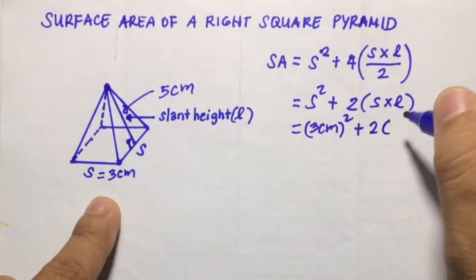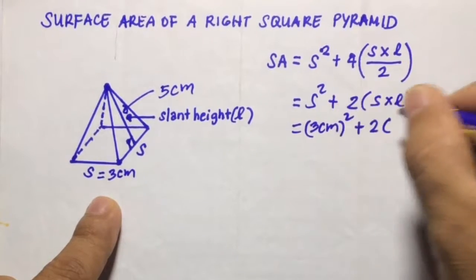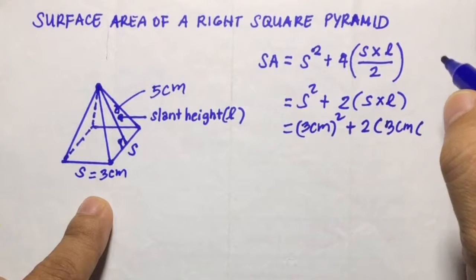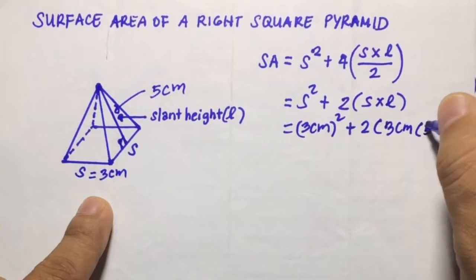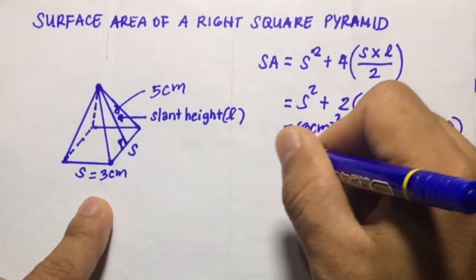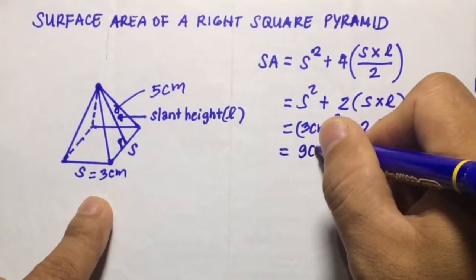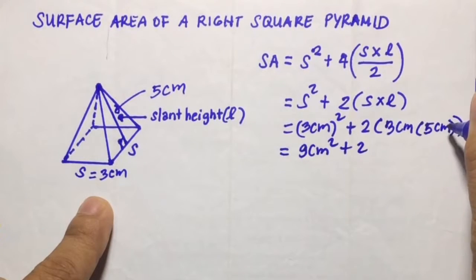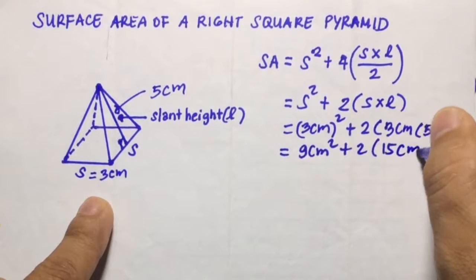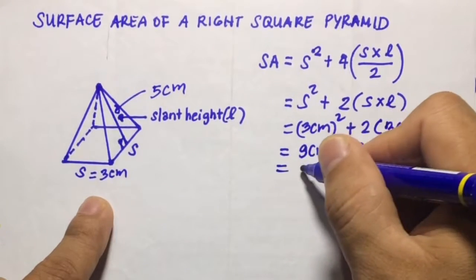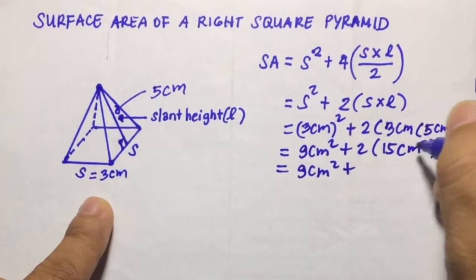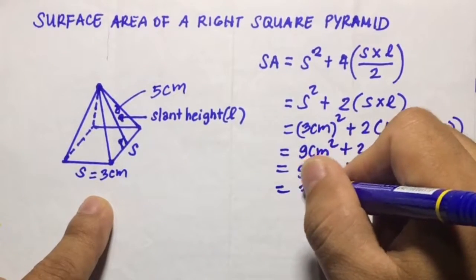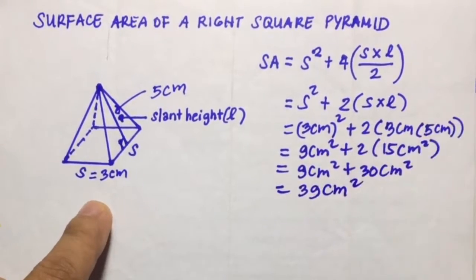Then plus 2 times S here is 3 centimeters, then times slant height L equals 5 centimeters. So we're going to have here 3 centimeters squared is 9 centimeters squared. Then plus 2, 3 cm times 5 cm, that would be 15 cm squared. Then this is 9 cm squared plus 2 times 15 will be 30 cm squared. Then adding the 2, the result here is 39 centimeters squared.